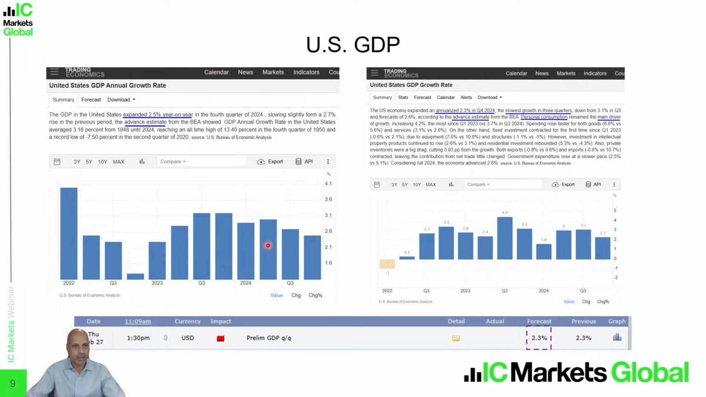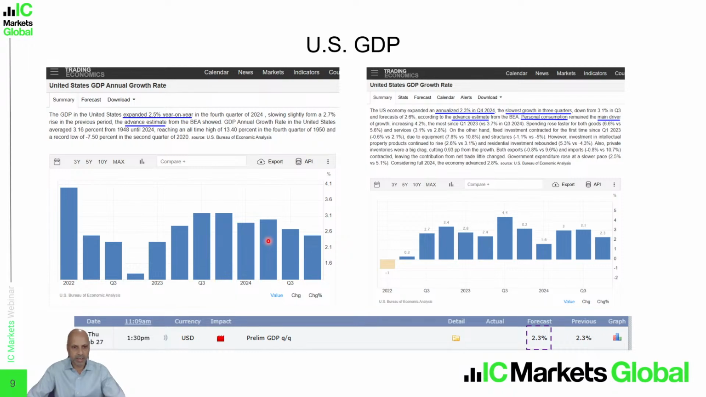GMT time. Looking at an annualized rate, the year-over-year rate, economic activity expanded 2.5% in the fourth quarter of 2024. Pretty decent increase as well. This is based on the advanced estimate. However, you can see economic output has somewhat moderated, slightly lower in the second half of 2024.